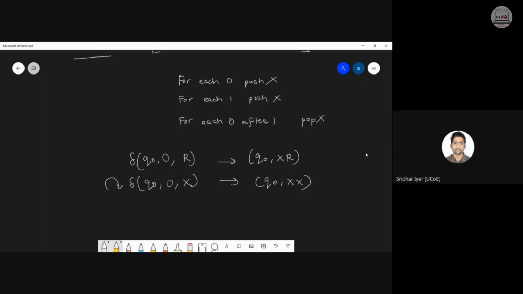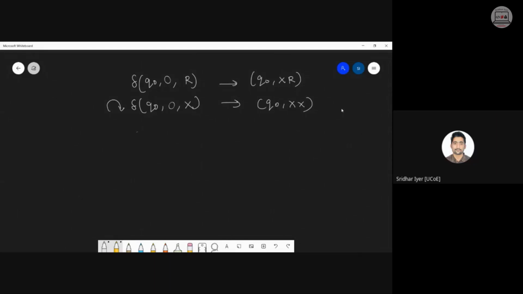Is that clear so far? Very basic thing. Once we have read all the zeros, we are expecting a 1 on the input tape. So it will be q0, 1 on top of x. Now we know that as the symbols are different, we need to change our state just to differentiate between the symbol 0 and symbol 1. That is why I will go to q1 and push one more x on the stack. And this entire thing is going to be repeated.